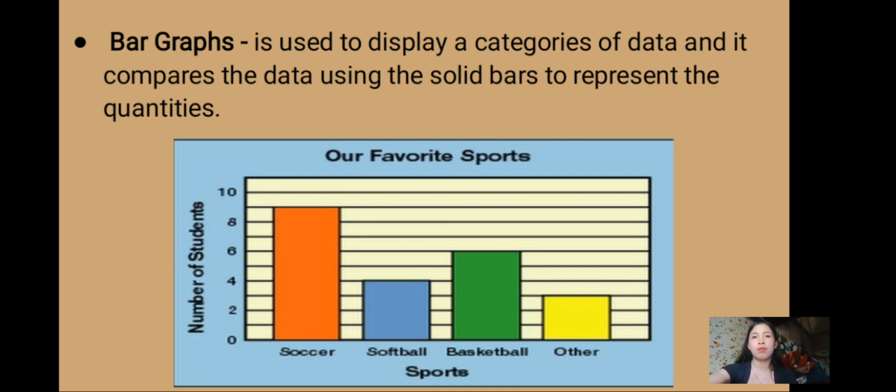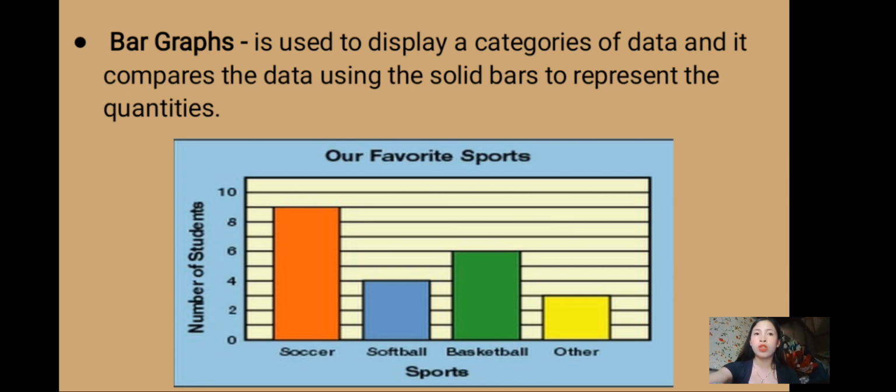So I have here an example. The bars in this example are vertically plotted. So in a room, with number of students from 0 to 10, 8 students like soccer balls. And only 4 students like softball sports. And as for baseball, 5 students like baseball sports.